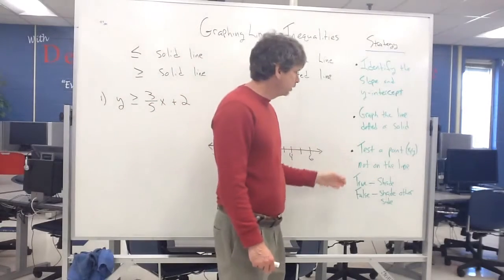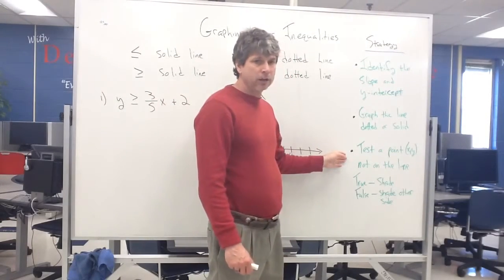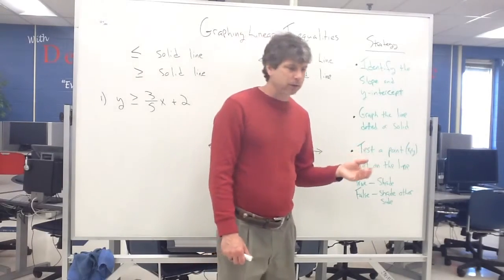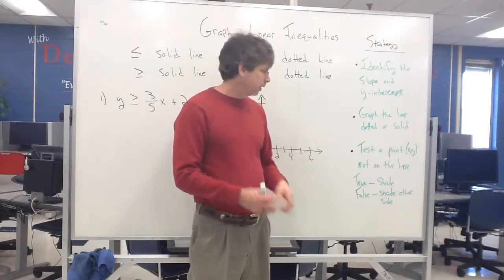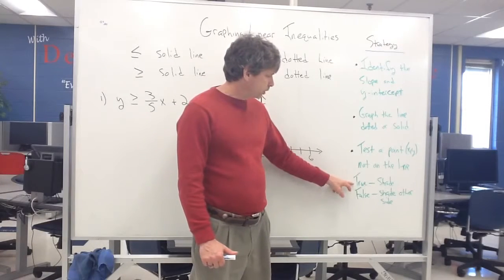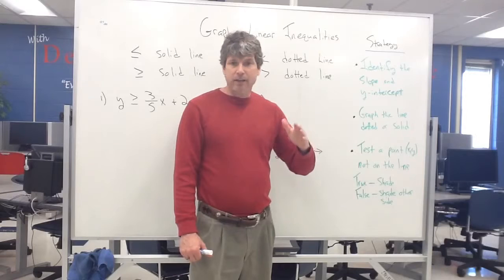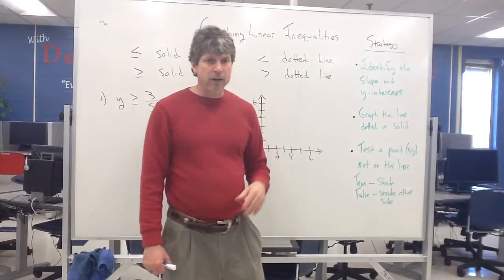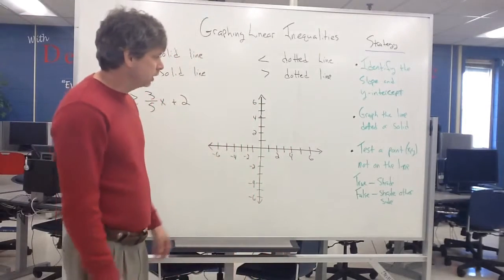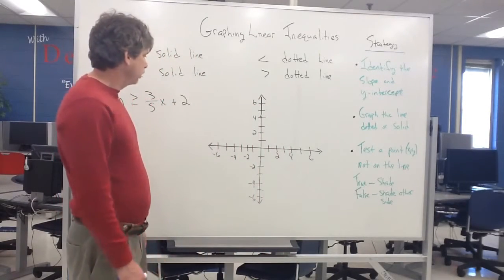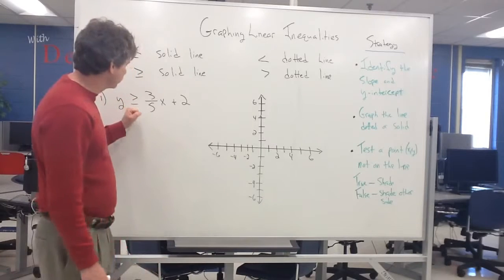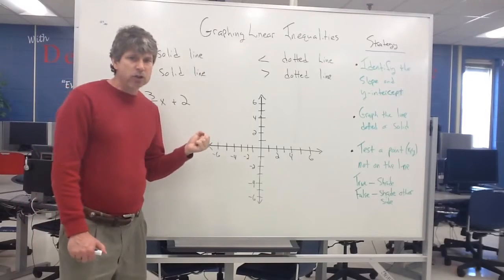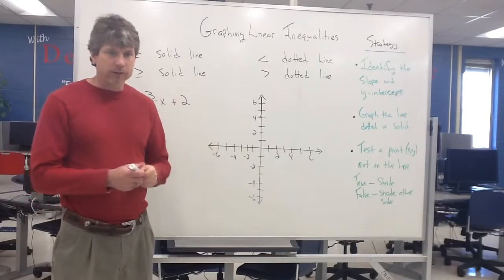So once we graph the line, we're going to test a point that's not on the line. In other words, we're going to pick a value for x and y that's not on the line. We're going to test that point to see if it makes the statement true or false. If the statement is true, we're going to shade the side that that point exists on. If that is false, then we're going to shade the other side of the line where it would end up being true. So what we want to do is find out what the solutions are to this inequality. But to find those solutions, what we actually end up doing is graphing the solution.